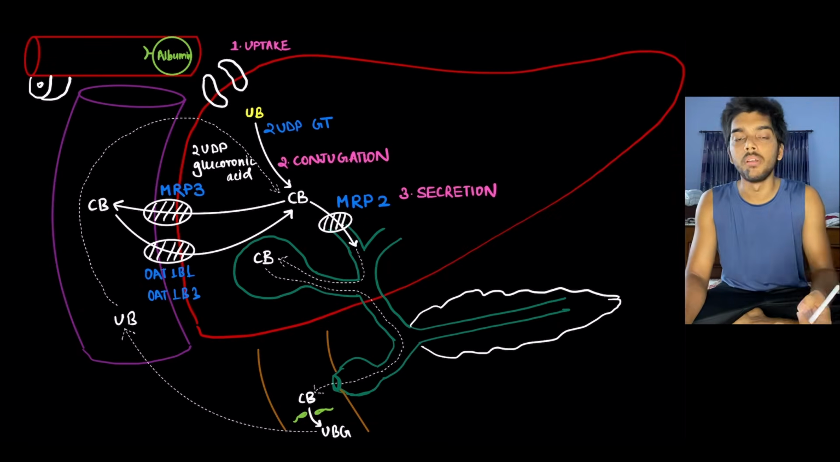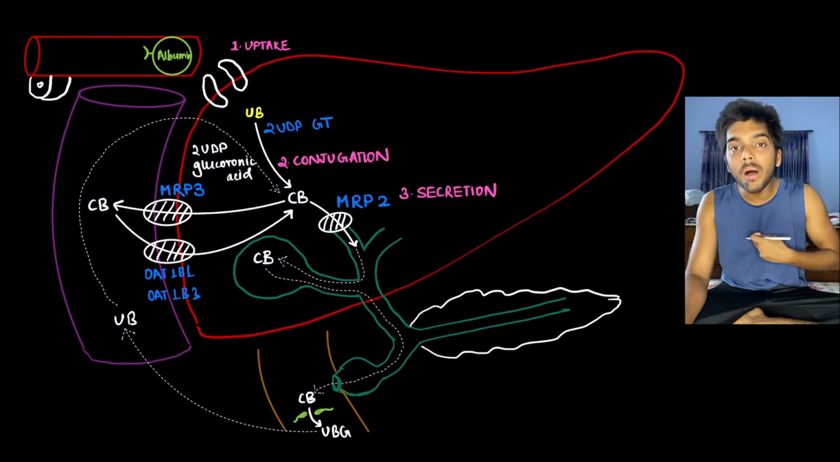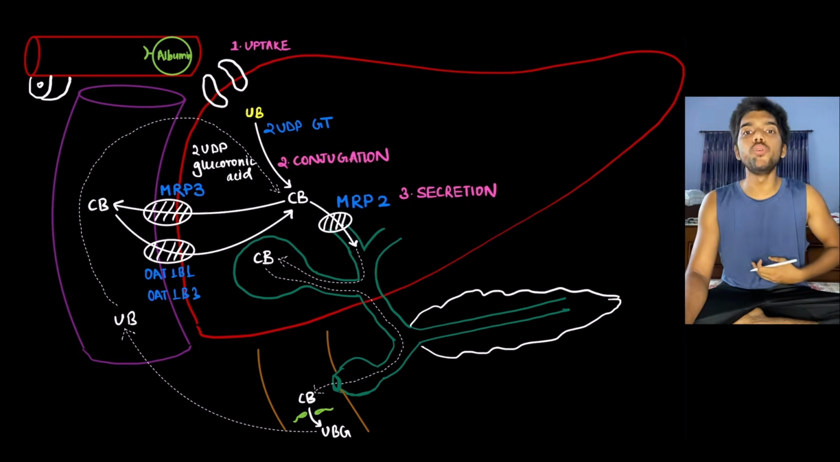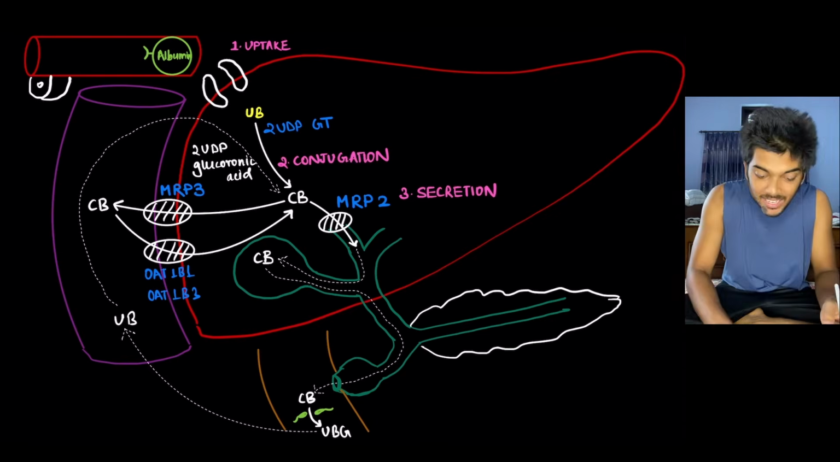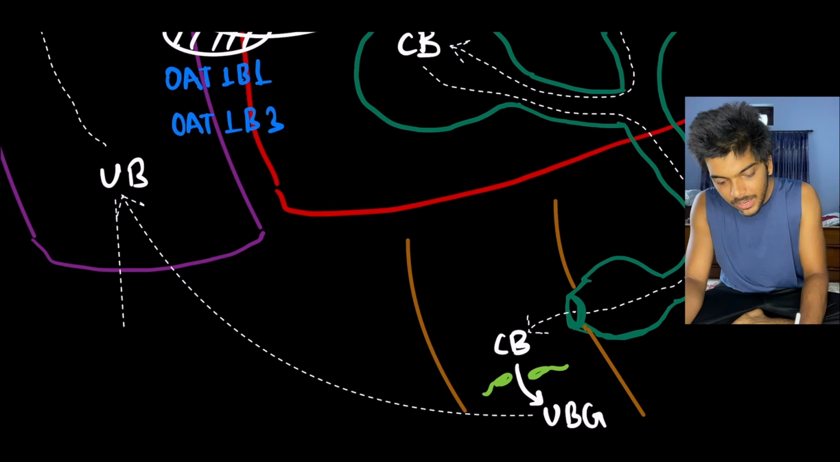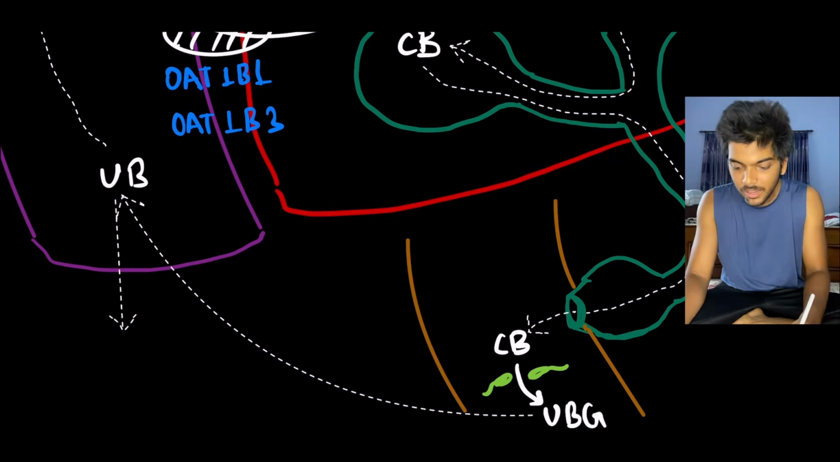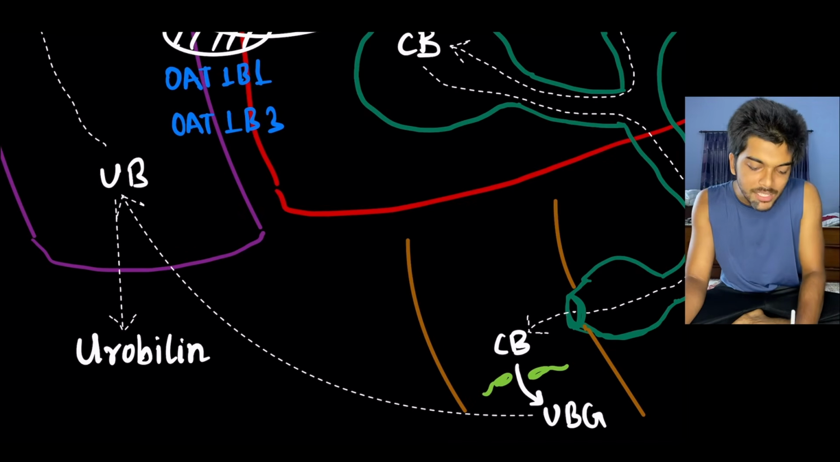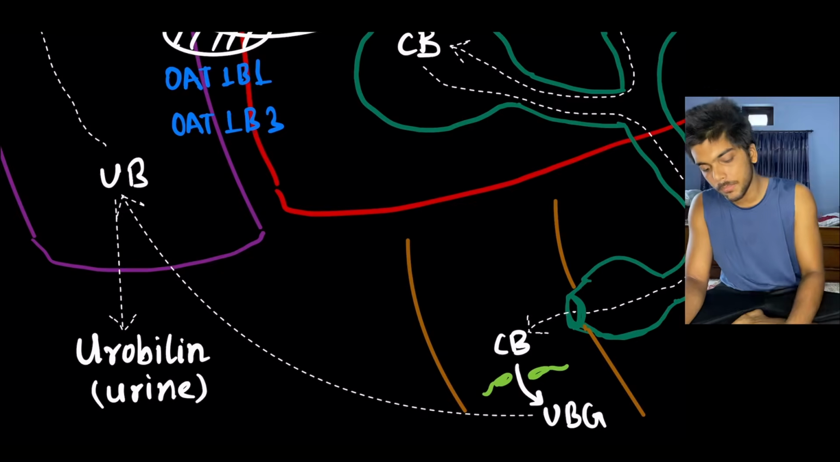hepatic vein to your heart, and then from the heart to the systemic circulation, and from the systemic circulation to your kidney. And it is in the kidney, let me show the connection directly from here. So in the kidney, urobilinogen is oxidized to urobilin, and urobilin provides urine its characteristic yellow color.